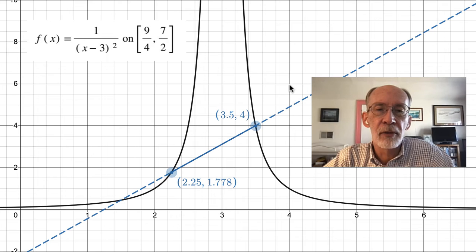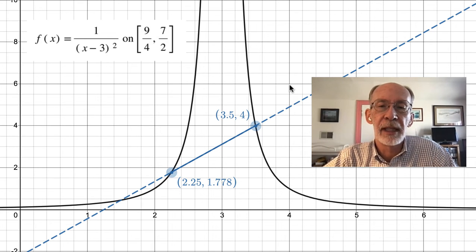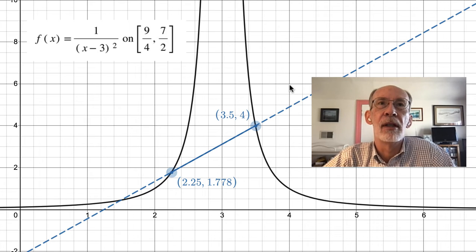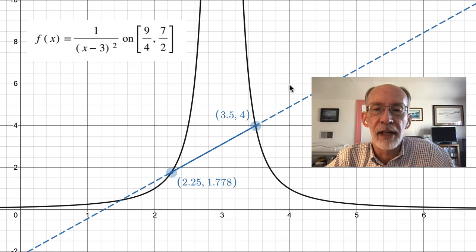You'll see on your screen the function f of x equals 1 over (x minus 3) quantity squared. So it's 1 over x squared translated 3 units to the right. And we're going to examine it on the interval 9/4, 7/2, or from x equals 2.25 to x equals 3.5. And so you see on your screen the secant line connecting those 2 points on that interval.